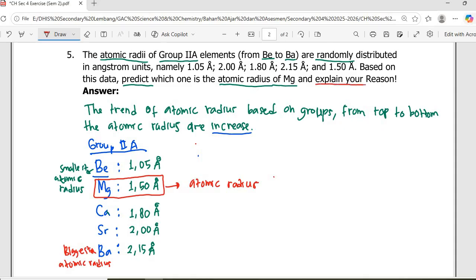And then explain your reason. What is the reason? The reason is that magnesium is the second smallest, so we just pick the data that has the second smallest atomic radius. So that's the atomic radius of magnesium: 1.5 angstrom. That's the answer.